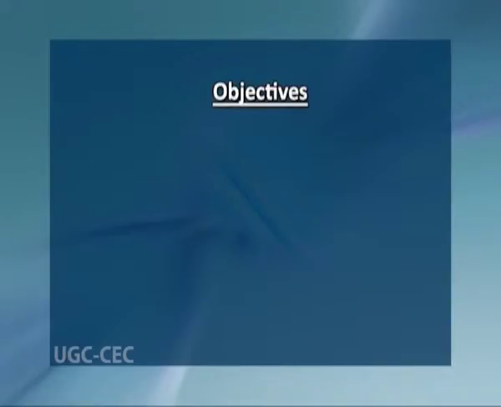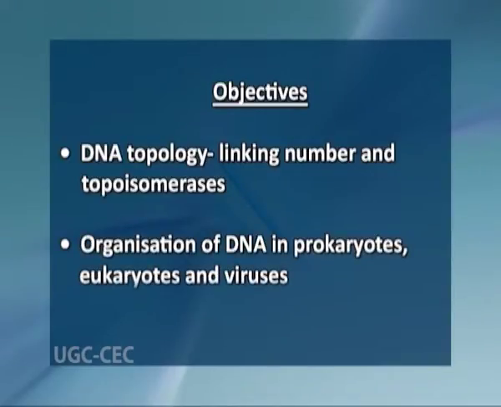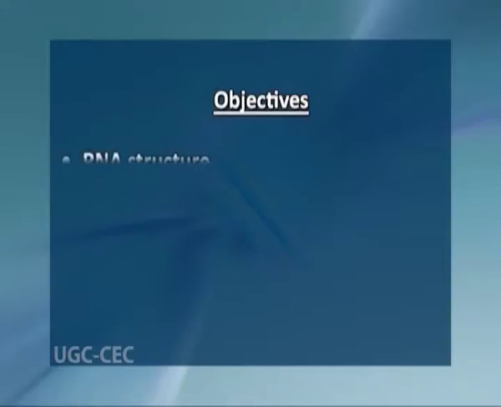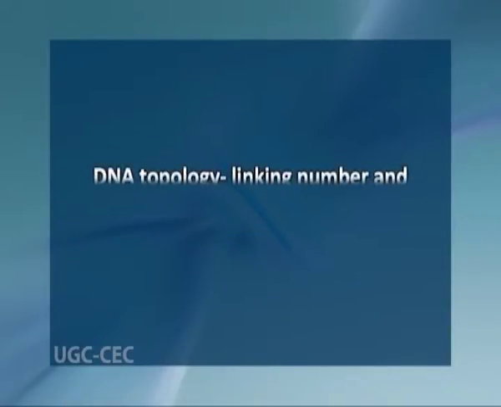Today we are discussing an interesting topic, which is DNA topology, linking number and topoisomerases, organization of DNA in prokaryotes, eukaryotes and viruses, RNA structure, organelle DNA, mitochondrial and chloroplast DNA. Let me start with our first objective, DNA topology, linking number and topoisomerases.